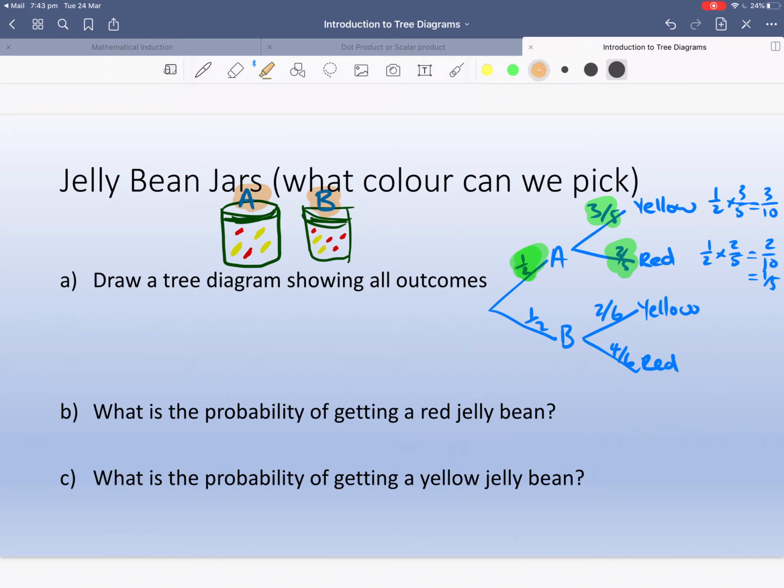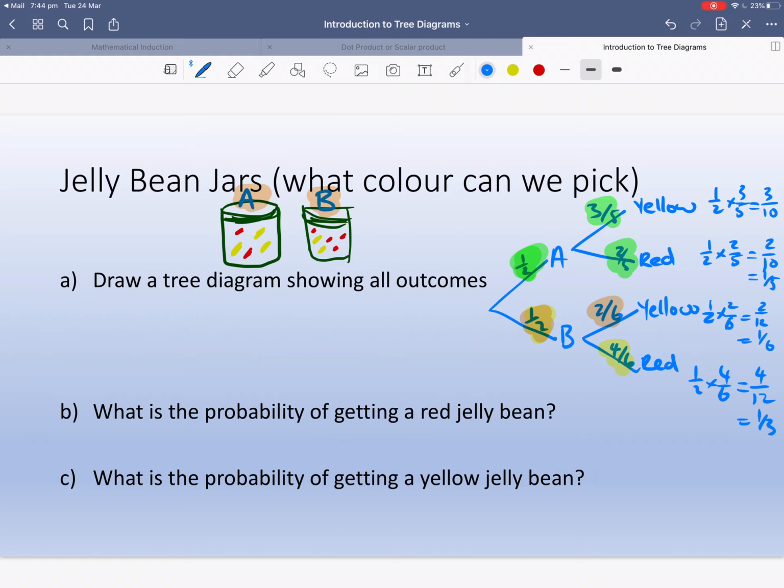And I'm going to do that all the way down. Now I'm going to multiply this by this. So we get a half times 2 over 6. Multiply top with top, which is 2. Bottom with bottom, over 12, which is actually 1 over 6. And for the last one, we need to multiply this by this. So that's a half times 4 over 6. And that is 4 over 12. And that simplifies to 1 over 3. Okay. So that's our tree diagram showing all the outcomes.